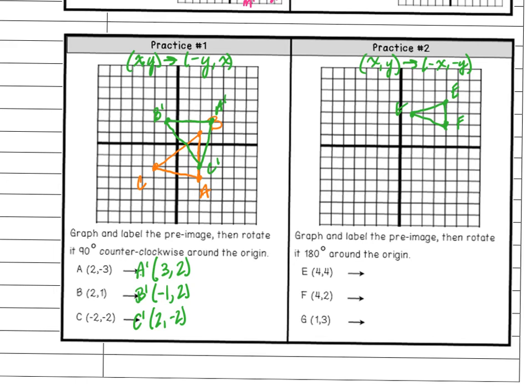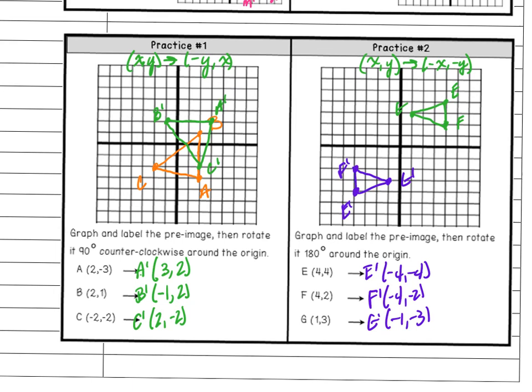Okay, so we're just going to change the signs for both of them. So that means E prime becomes negative 4, negative 4. So 1, 2, 3, 4, 1, 2, 3, 4. So this is E prime. And F prime should become negative 4, negative 2. So negative 4, negative 2 should be F prime. And G prime is going to become negative 1, negative 3. So this is G prime.